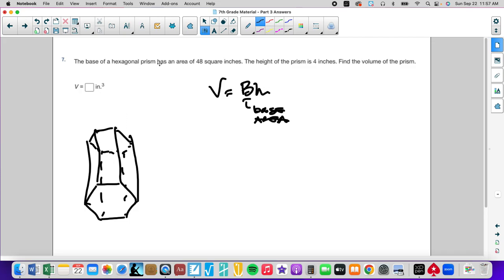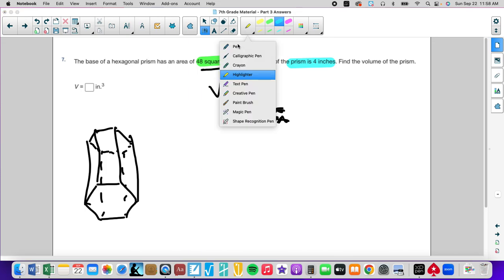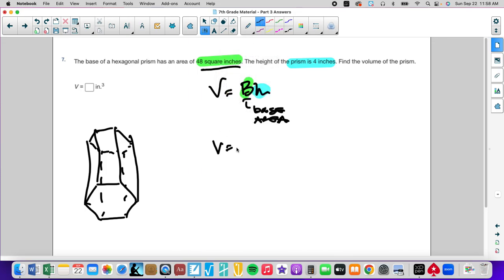So it tells us that it has a base area of 48 inches. So that's going to be my big B. I don't have to worry about how to find the area of a hexagon. They've already given it to me. And then it tells me that the height, the distance between the two bases is 4 inches. So this is actually really simple. We're going to put 48 squared inches times 4 inches, which is the height, and that gives me 192 inches cubed.